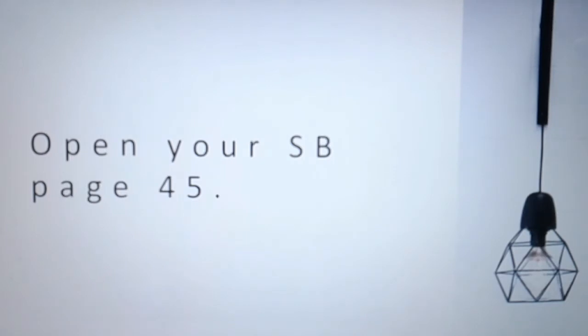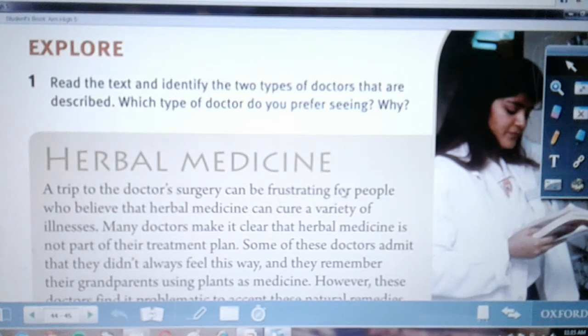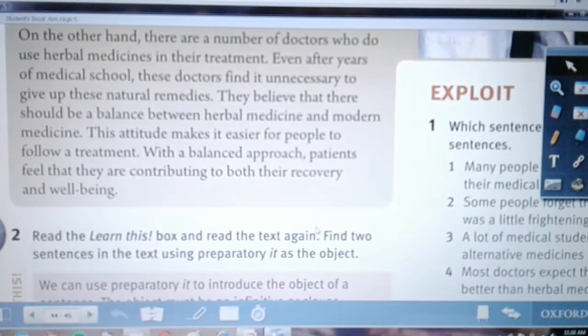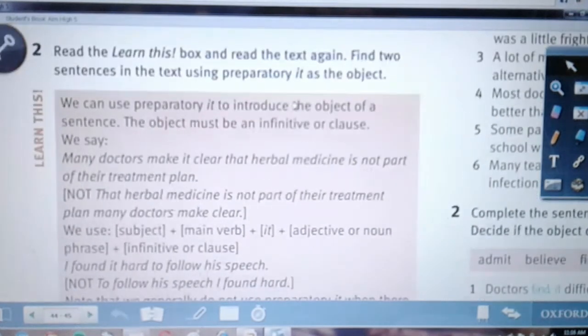Alright, now open your student book, page 45. Have you opened your student book, page 45? So the first thing you have to do is to read this text. It's about herbal medicine. And after reading that text, you need to do the second part. You have to read the learn in this box. Actually, I've mentioned this previously, so I've got those examples from this part, everyone.